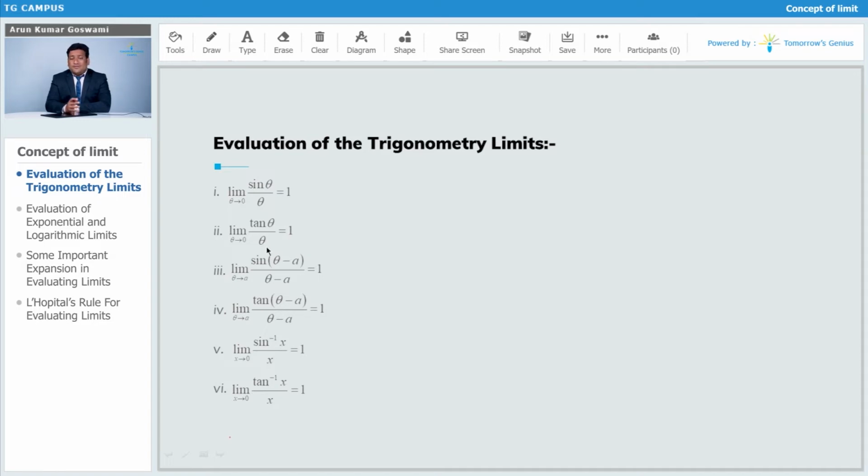Even schools directly say that these are the formulas and limits, but my concern is that you should know once where it comes from. The first formula we have here: limit of sine theta by theta as theta tends to 0 is equal to 1, or you can write it as limit of sine x divided by x as x tends to 0 is equal to 1, the same thing. So we are dealing with this now.